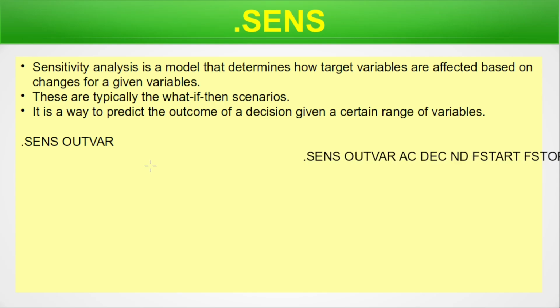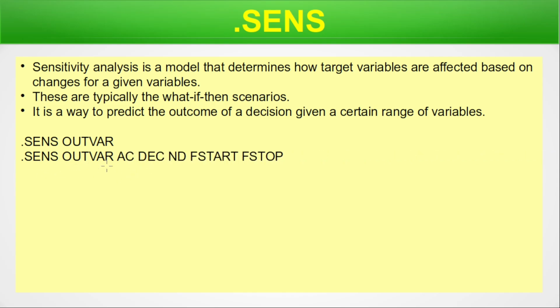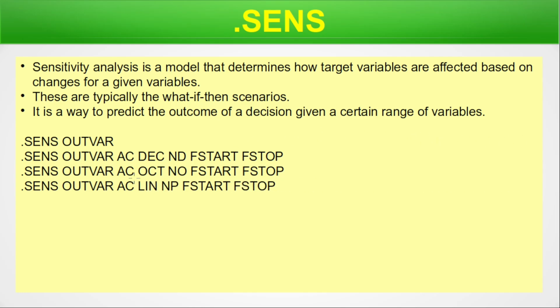The syntax is .sense, then output variable, and then we have .sense, then output variable, then AC, then we have decade, then ND, then F start, then F stop. And again we have two other formats, that is for octave and linear. You can see the rest of the things are very similar. That is, we have F start, F stop, and we have number of points here, and we have the type of analysis, decade, octave or linear. And this is the output variable.